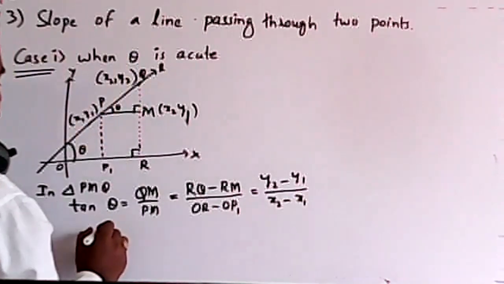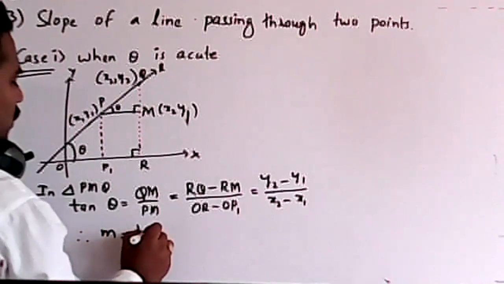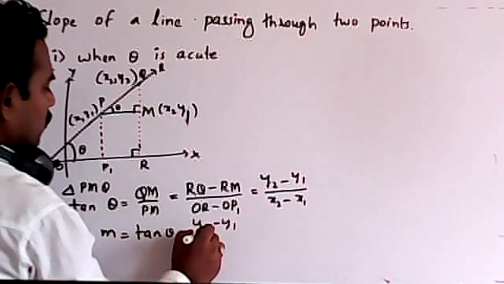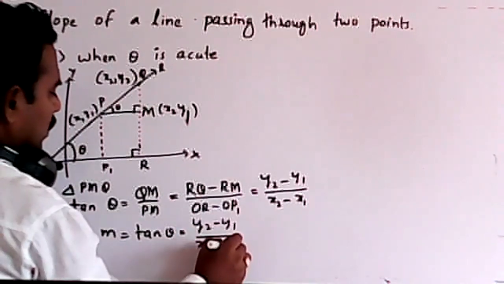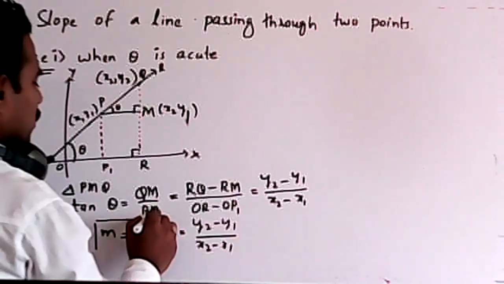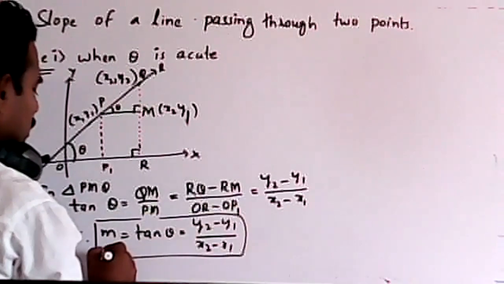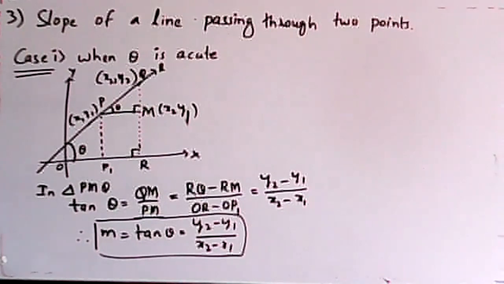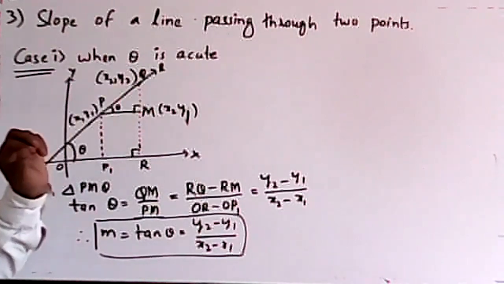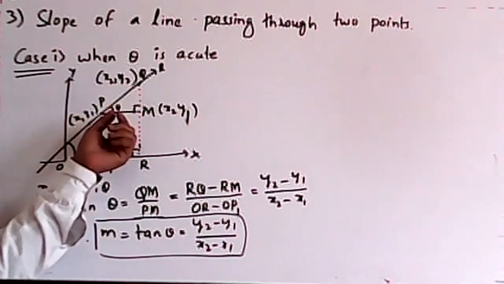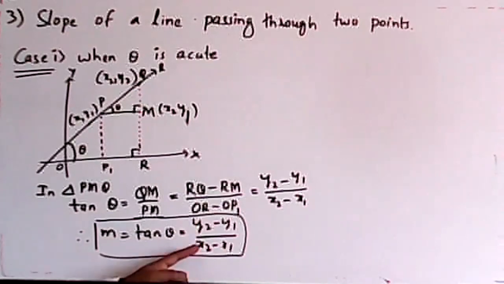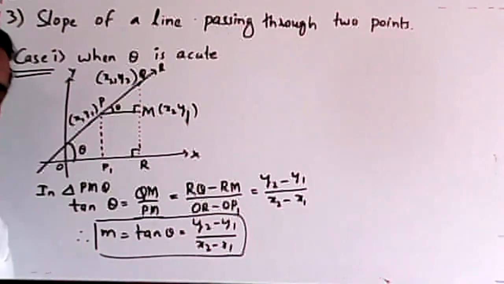Therefore, m is equal to tan theta, which is equal to y2 minus y1 divided by x2 minus x1. It is the slope of a line in terms of what? The coordinates, when a line passes through 2 points. That line's slope can be given in terms of their coordinates' ratio. You get the same answer.